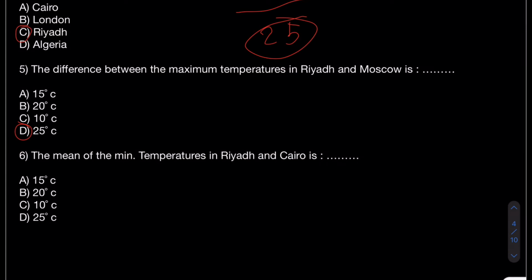Now, the next question, although it relates to the graph, might not be so free. And that's because we have the word mean here. The mean of the minimum temperatures in Riyadh and Cairo is what? If you don't know what mean means, it's not a free question.